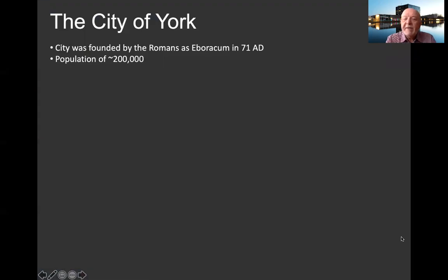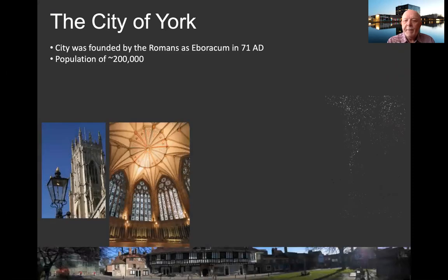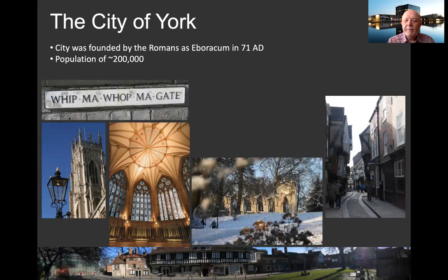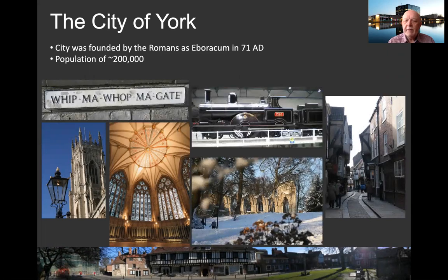So just a little bit about the city to start with, just in case you don't know too much about York. So it's a very old city. It was founded in 71 AD by the Romans, and it has a population of around about 200,000. So not such a big city. And here are a few pictures just to give you an idea of what the city looks like, including what I would consider as the best railway museum in the UK, maybe the world. It's a very nice place to come to.